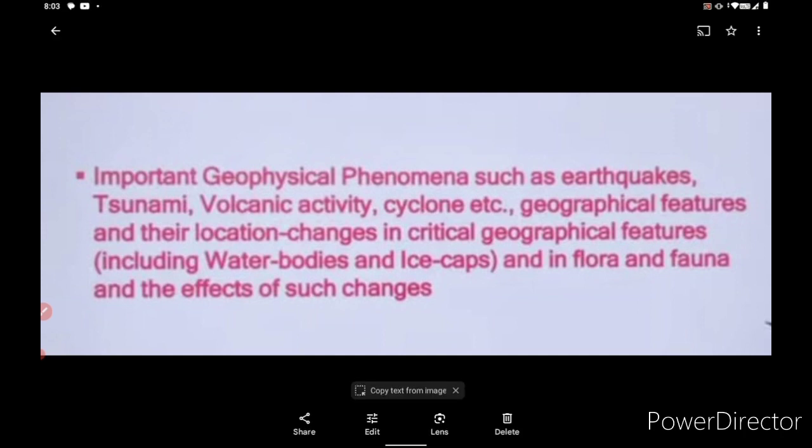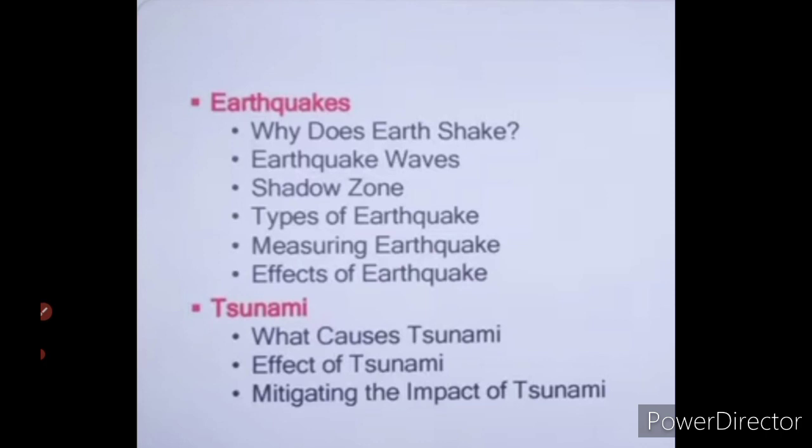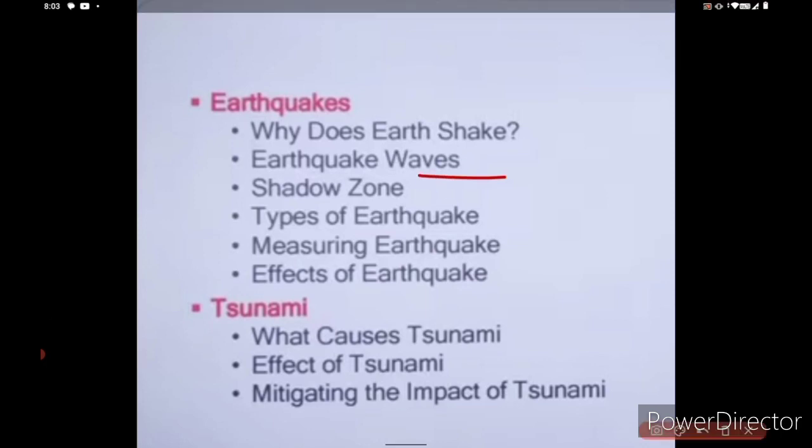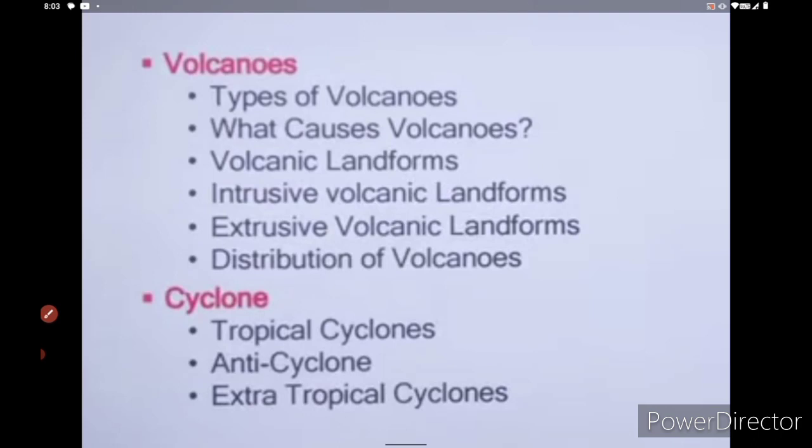In this particular topic, then earthquake, so why does the earth shake during an earthquake? Then the waves of it, shadow zone, types of earthquake, how can we measure it, and effect of earthquake. Then what causes tsunami, effects of it, how can we minimize the impact of tsunami. Mitigating means minimizing only. And in effect of tsunami, what are the impacts of it basically. Then volcanoes, so types of it, what causes volcanoes, volcanic landforms, extrusive and intrusive both, distribution of volcanoes.